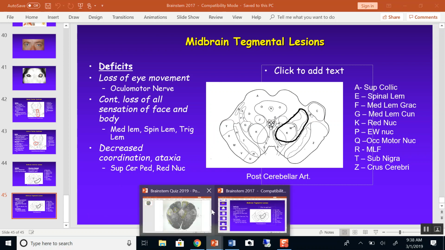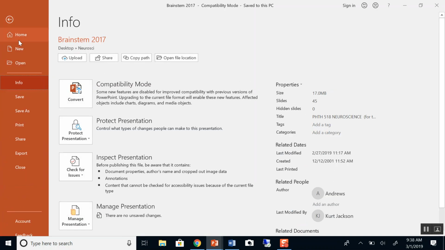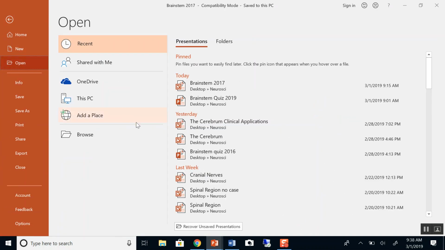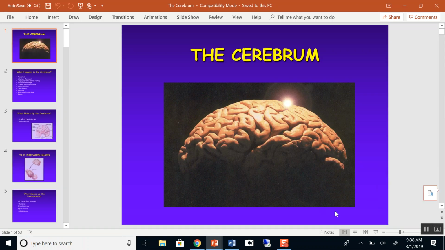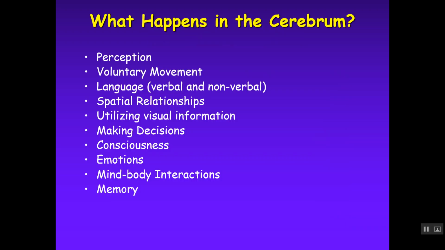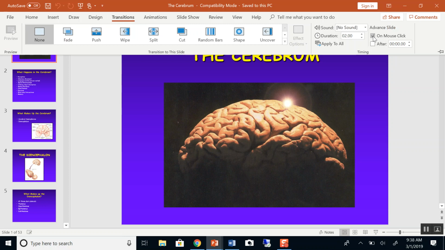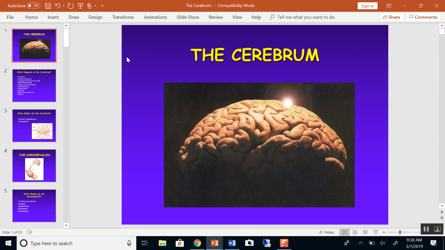All right. We are going to move along and start some cerebrum stuff. File, open, cerebrum. Here we go. Let's get a few minutes of this in before we take a break. You know what? I've got to hit my formatting, transitions. I haven't changed this to wide format. This is like going old school here.